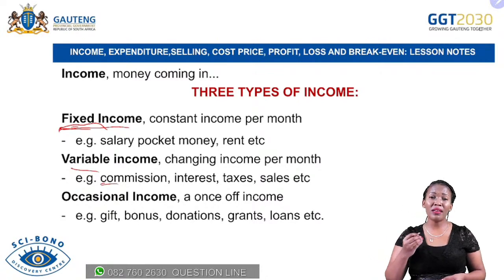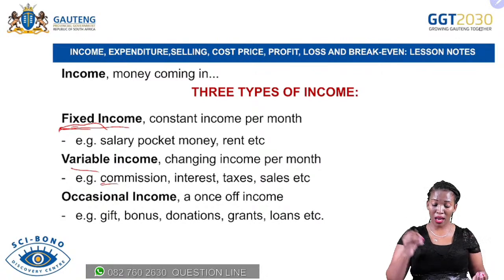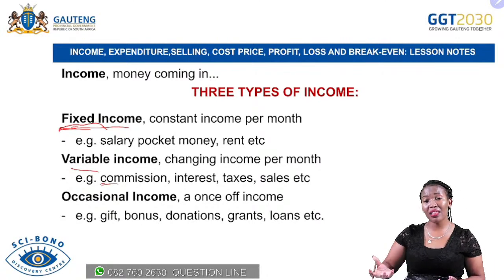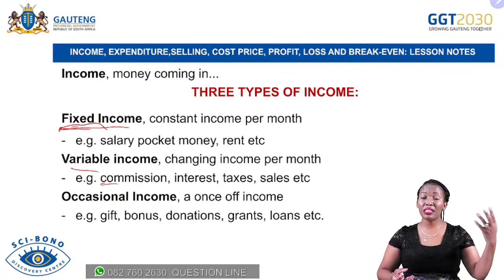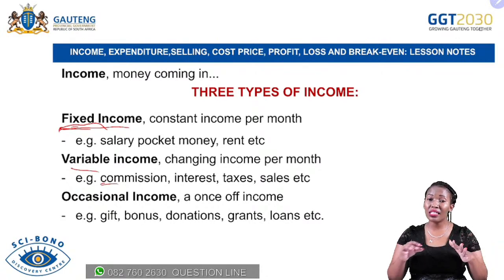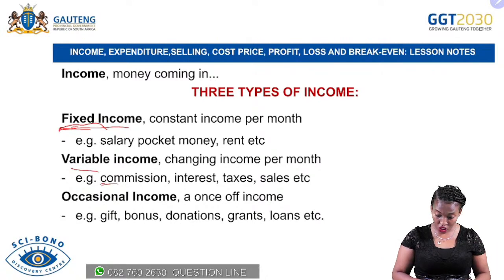So that is what is meant by a commission, getting money based on the number of items that you have sold. So that is why I'm saying commission is an example of variable income, because this month you might sell many cars, but next month you find that you only sold one car or two cars, or sometimes you don't even sell cars at all. It means now you're not going to get any commission.